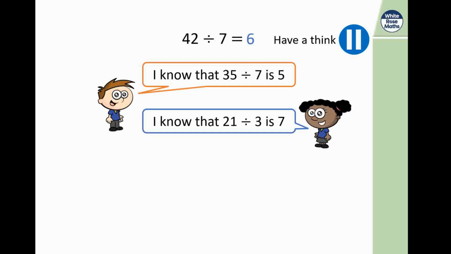Okay, I know that 21 divided by 3 is 7. Okay, let's see now, because 21 is half of 42, isn't it? Let's see how they explain this one.